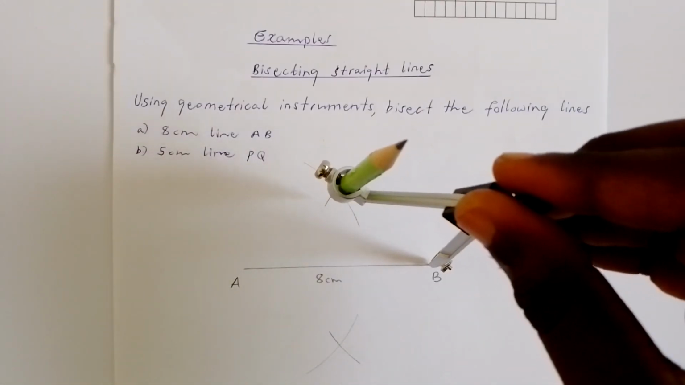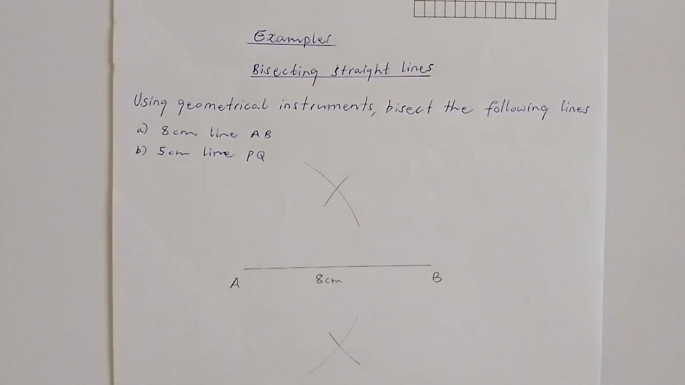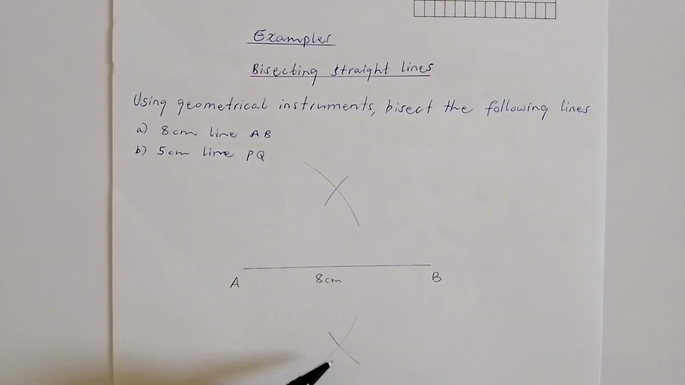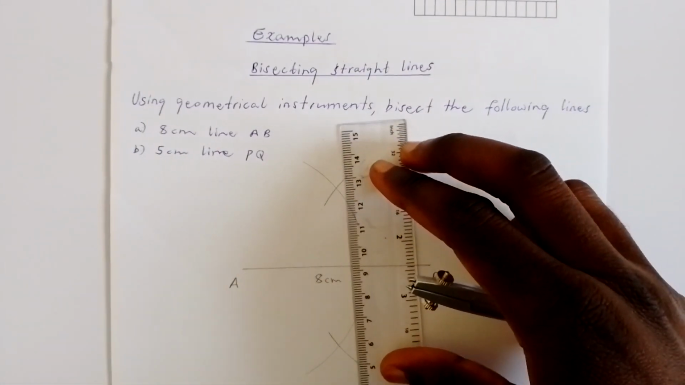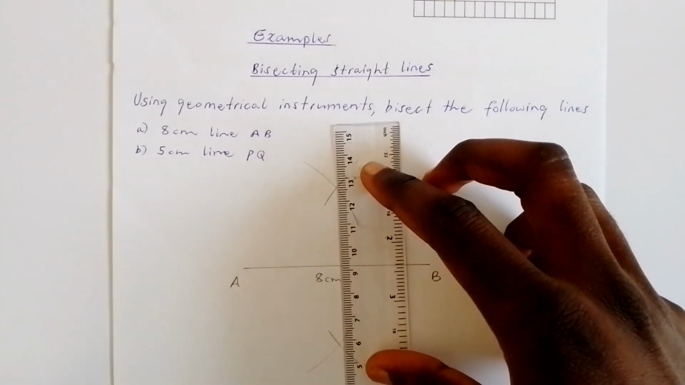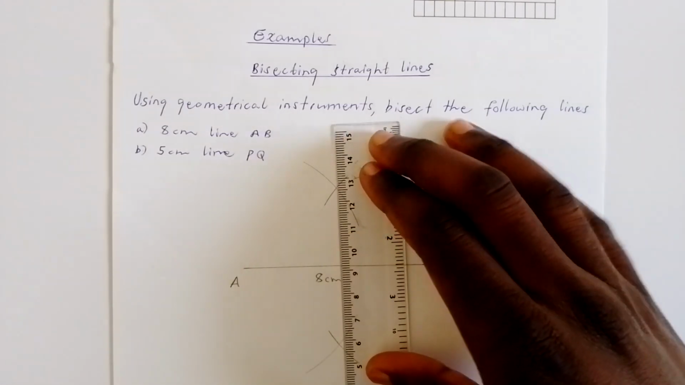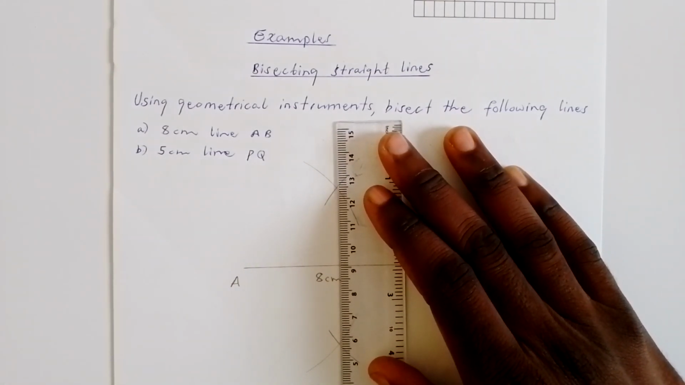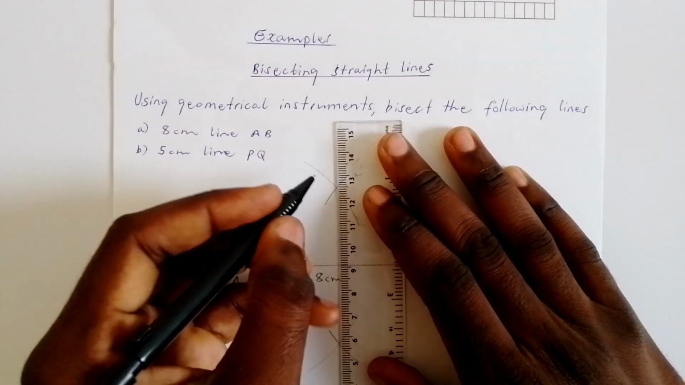So have you seen where the two arcs have met? Okay, so these two arcs, as you can see, the first pair have met there and they have formed a point. Another pair has met here and they have formed a point. So it is at these 2 points that I'm going to draw a straight line using my ruler. So I simply get my ruler and place it on those 2 points which have been created like this.